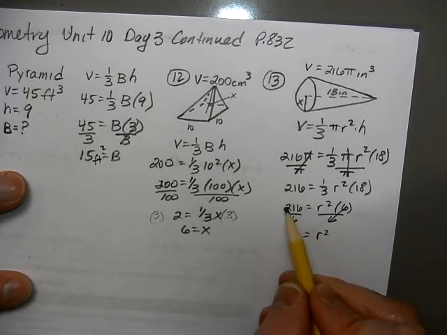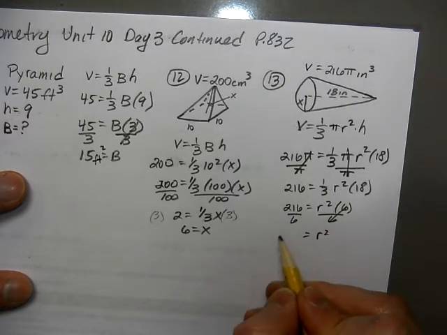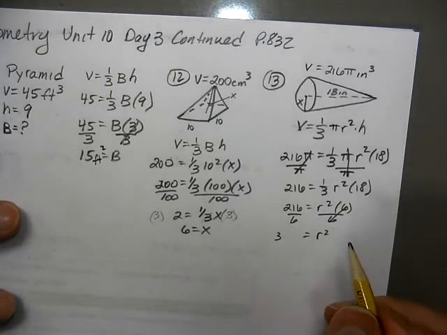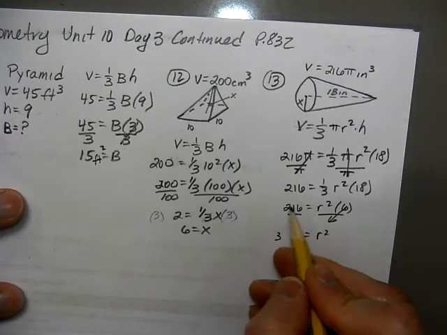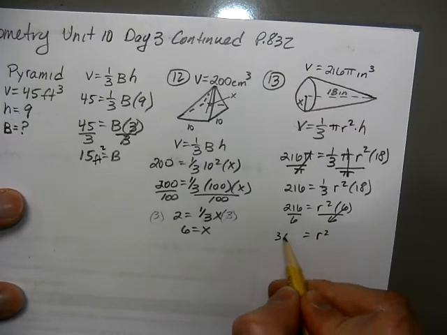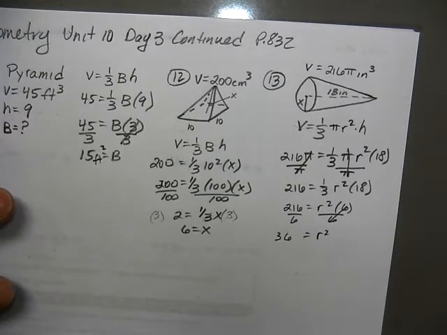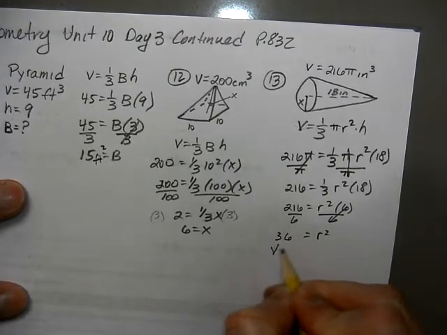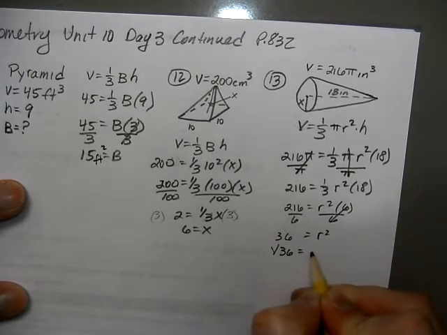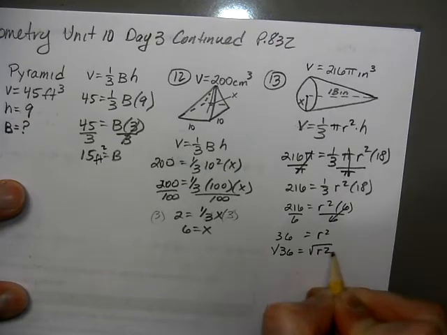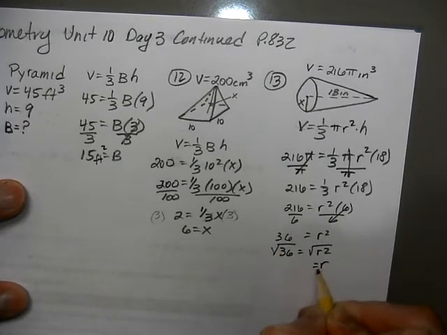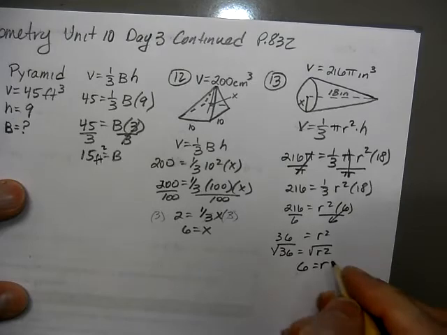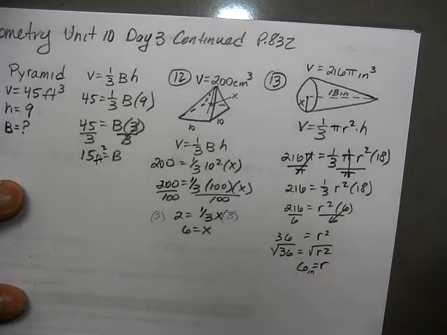So 6 goes into 21 3 times, which is 18, with 6 left over. So that gives us 36. Then we're going to take the square root of both sides and figure out that r is 6, and that would be inches.